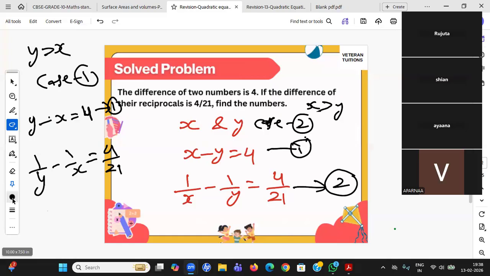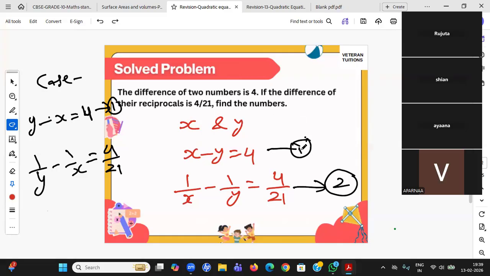Sir, if x is greater than y, then 1 by y is greater than 1 by x for positive numbers. Very good. Yeah, Narendran, you want to say the same thing, student? Yes, sir. Very good, student, both are wrong. Both are wrong. Jahnavi, Harshini, and whoever has done it.